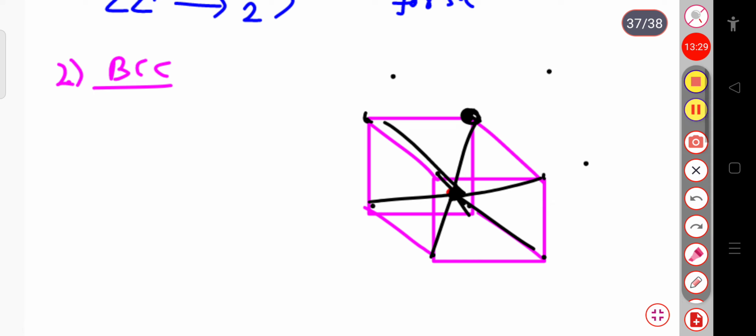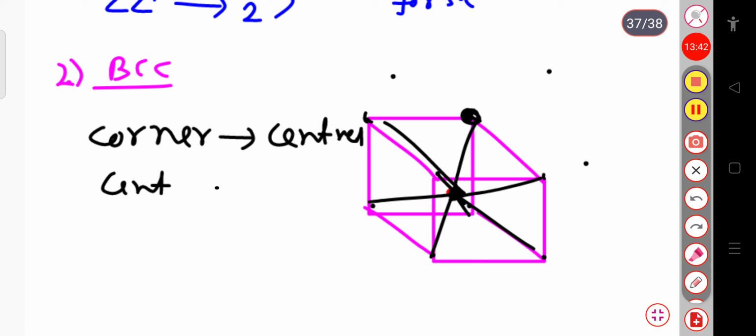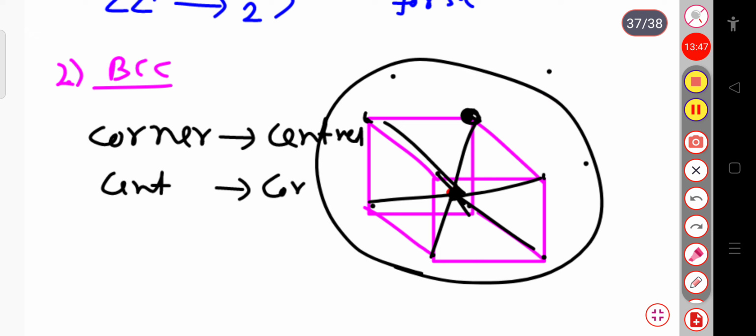Simply we can say that for the corner atoms, the body centered atom is the nearest neighbor, and for the body centered atom, the corner atoms are the nearest neighbors. Here in this unit cell, for this body centered atom, there are 8 corner atoms. So the total coordination number is 8 for the BCC structure.